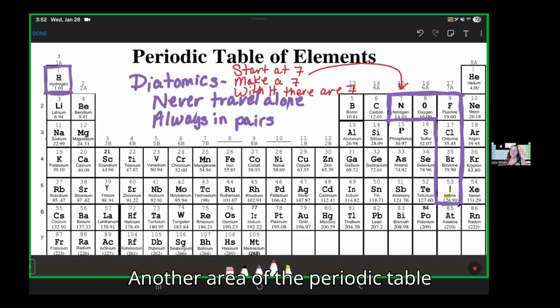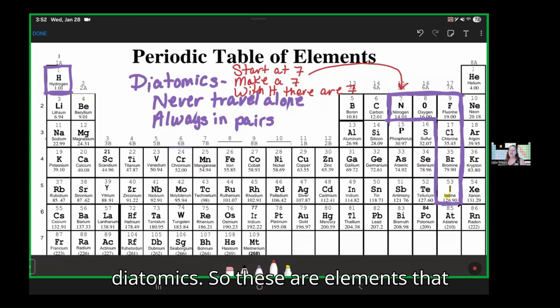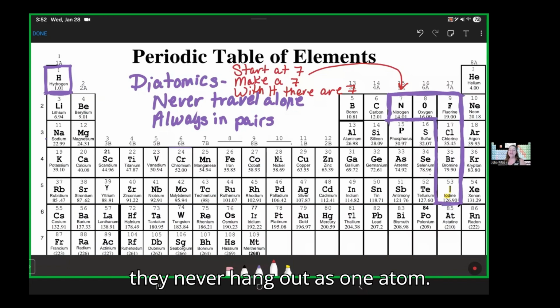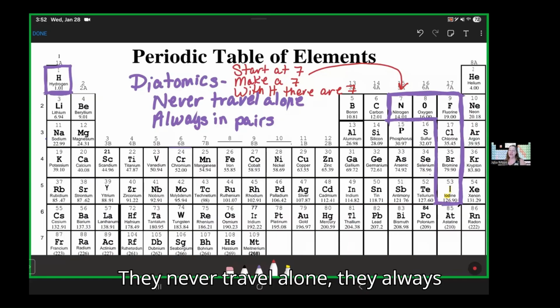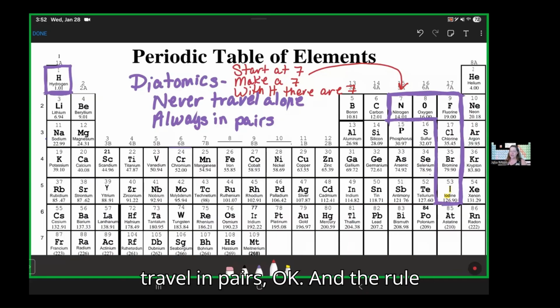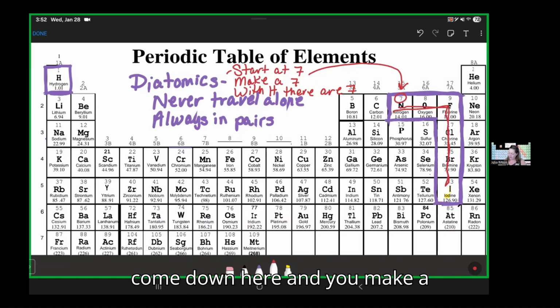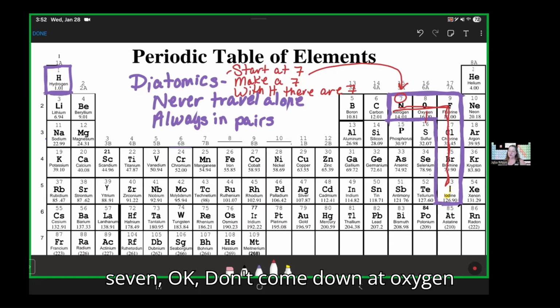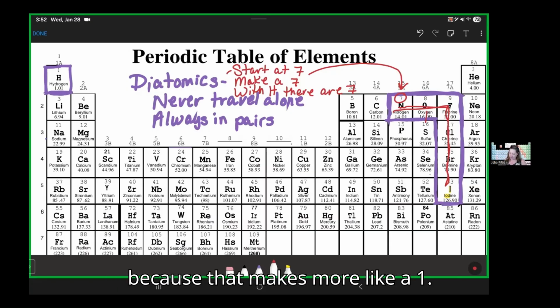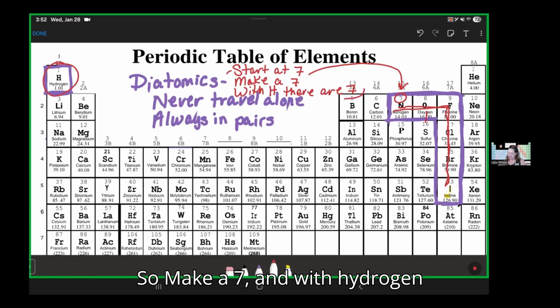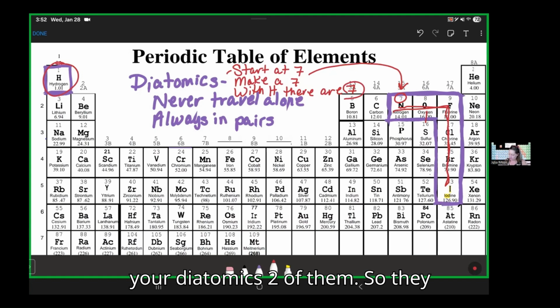Another area of the periodic table that you need to know are your diatomics. These are elements that never hang out as one atom. They never travel alone. They always travel in pairs. And the rule is that you start at number 7, nitrogen. You make a 7. So you come down here and you make a 7. Don't come down at oxygen because that makes more like a 1. So make a 7, and with hydrogen, there are 7 of them. So your diatomics, 2 of them. They always travel in pairs.